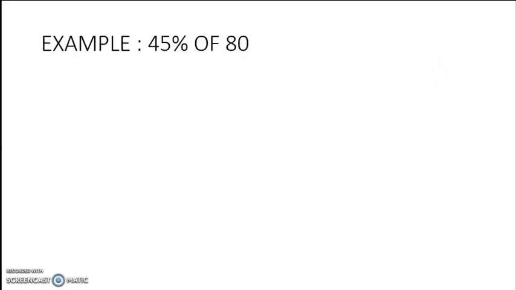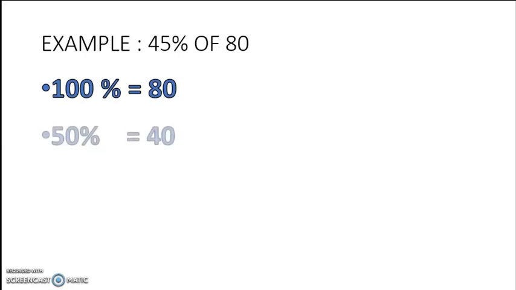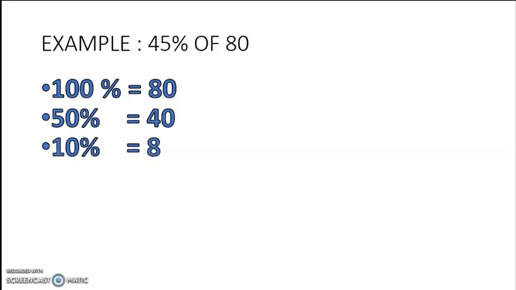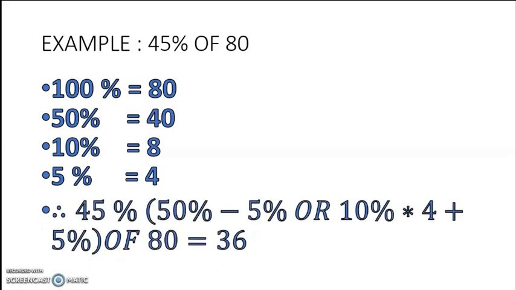Example, 45% of 80. 100% is equal to 80. 50% of 80 is 40. 10% of 80 is 8. 5% of 80 is 4, because 10% is equal to 8. So if you divide 8 by 2, it will give you 4, and 5 is half of 10. Therefore, 45% of 80 is 36.